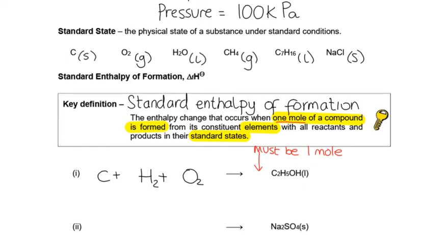So there's 2 C's, so we put 2 C's. There's 6 H's, so we put 3 H2s. And there's only 1 oxygen, so we have to have a fraction, a half an O2. And then because the definition refers to state symbols, we're going to have to put some in. So at room temperature, carbon is a solid, hydrogen is a gas, and oxygen is a gas.